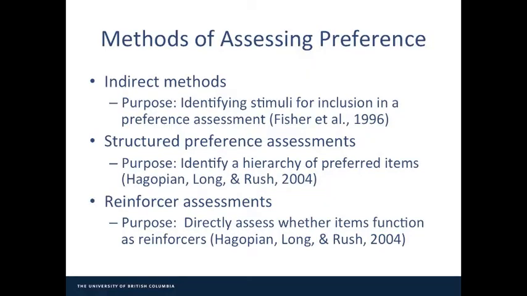There are three general categories of structured methods we might use to find out about an individual's preferences. The first are indirect methods. These might be questionnaires, interviews, those types of things, and they're generally designed to get preliminary information that can be used in a later structured preference assessment. Then there are structured preference assessments, which are the focus of this presentation. They are designed to assess an individual's preference for items and give us a hierarchy of preferred items.